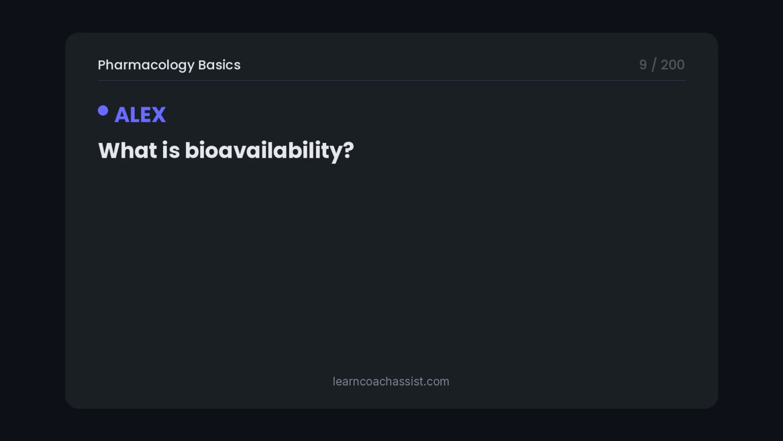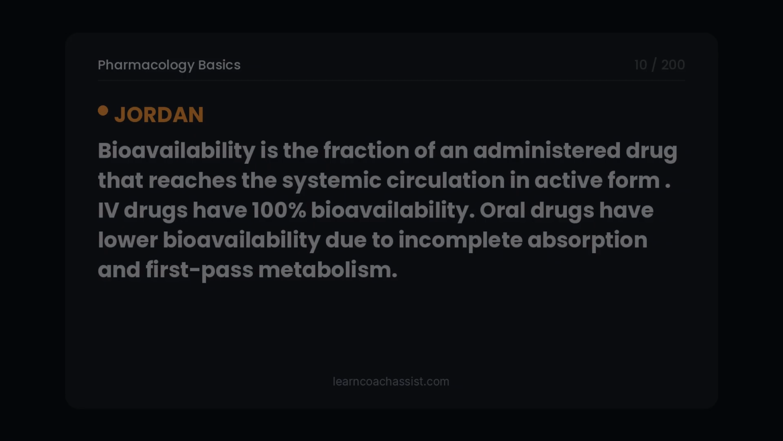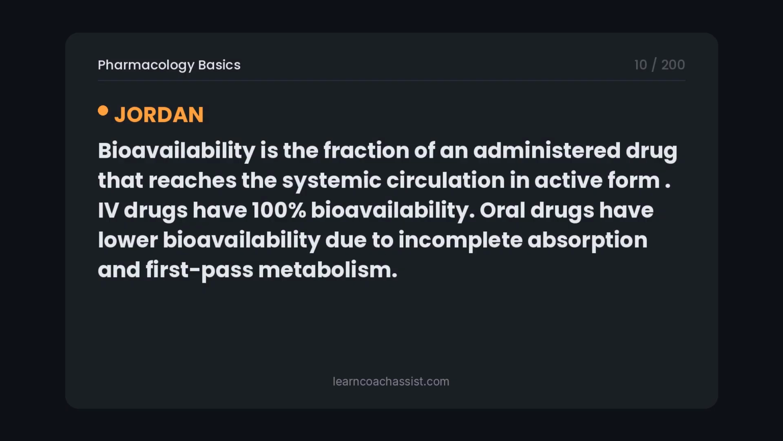What is bioavailability? Bioavailability is the fraction of an administered drug that reaches the systemic circulation in active form. IV drugs have 100% bioavailability. Oral drugs have lower bioavailability due to incomplete absorption and first-pass metabolism.